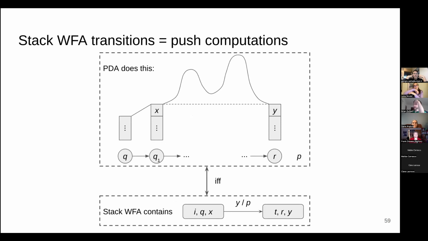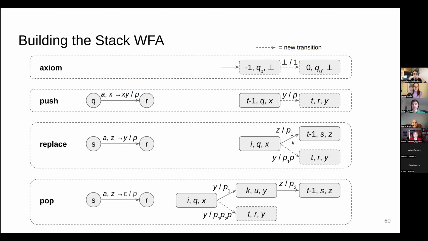So what the stack WFA represents is a logical equivalence between these push computations in the PDA and these transitions in the stack WFA. We're just saying that if the PDA does something like this, then we're going to represent this as this edge in the stack WFA. So are there any questions at this point? This is one of the hairiest parts of the talk, so I'm happy to stop and answer questions. All right, great. So I'll keep going.